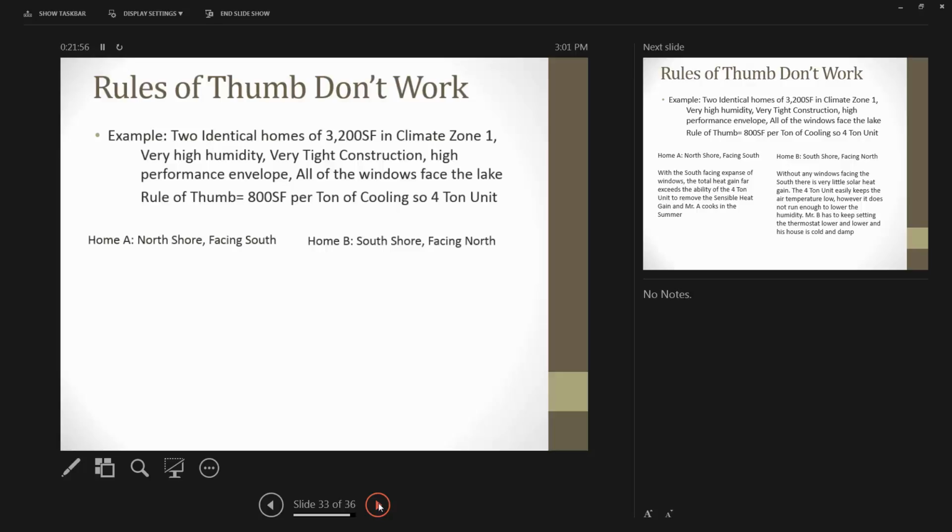So think of it in terms of heat gain. The house on the north shore with all the windows facing south is going to have significant solar heat gain. There's a good chance the 4-ton unit might not be enough if he hasn't done a heat load calculation factoring in all of those windows and the exposure that house has. And what about the other one? The 4-ton unit in the south may be too much.